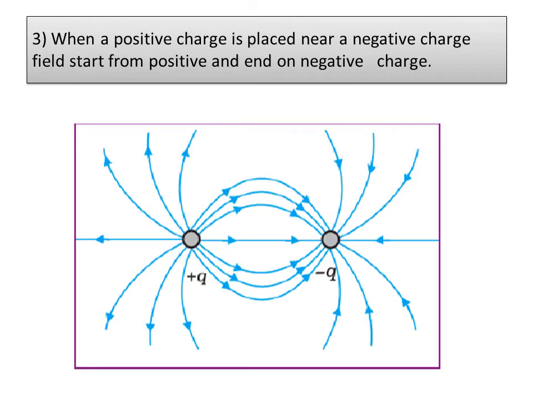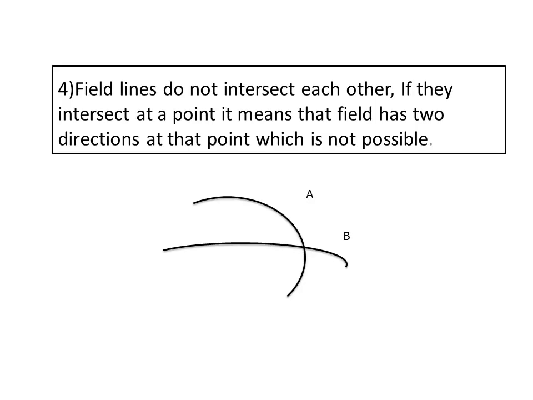Third property is, when a positive charge is placed near a negative charge, field lines start from the positive charge and end on the negative charge. Fourth property is, field lines do not intersect each other. If they intersect each other, it means that the field has two directions at that point, which is not possible.